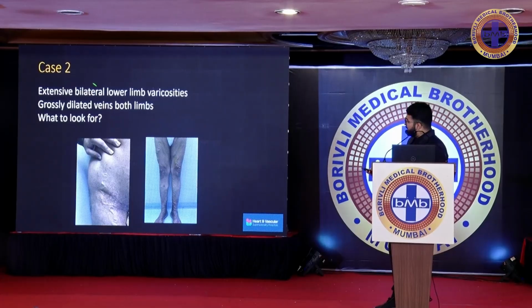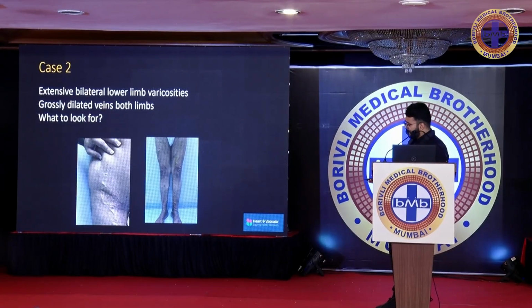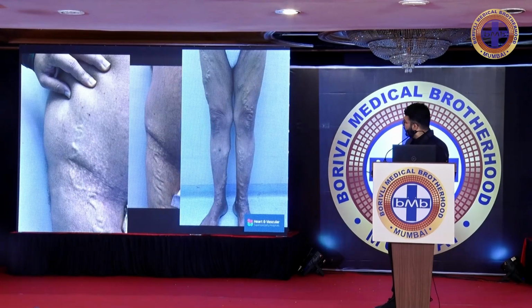Case 2, extensive bilateral lower limb varicosities in a 60-year-old male patient. However, there was something atypical. So what is the atypical finding here? These varicosities are extending above the inguinal ligament. That should not happen if it is just lower limb venous incompetence.